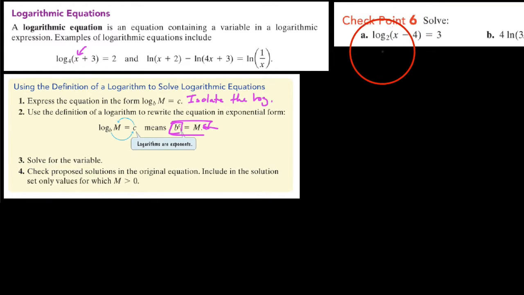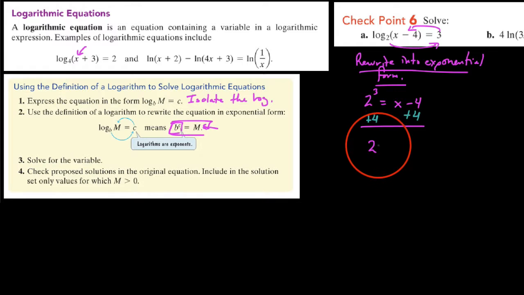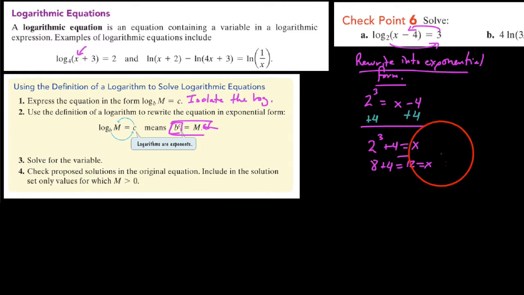Since that's the case, what we're going to do is rewrite this expression into exponential form, and what results might make a little more sense. We'd say our base, 2 to the power of 3, equals x minus 4. I kind of like solving logarithmic equations for this reason alone. You can just rewrite it, and solving this is as easy as adding 4 to both sides. So we end up with 2 to the third plus 4 equals our value, or that 8 plus 4, or 12, is equal to the x we're looking for.